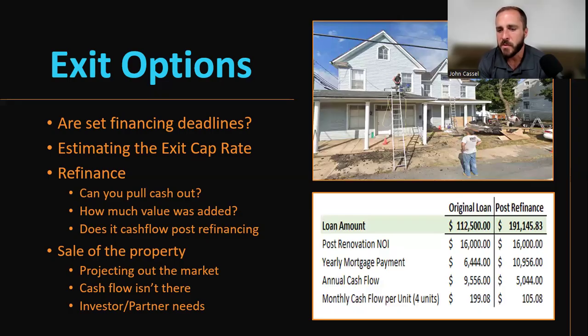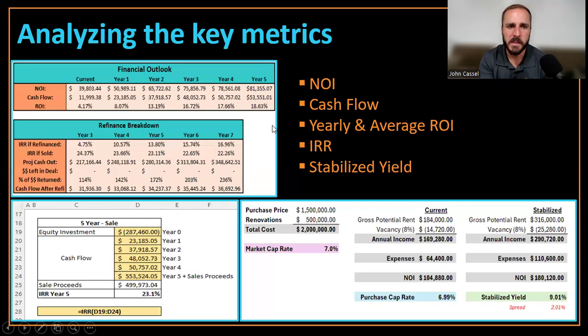So you're still going to be cash flowing $5,000 a year and slightly over $100 in cash flow per unit. So that's still pretty good. That's what you kind of want to look at when you're going for a cash out refinance.